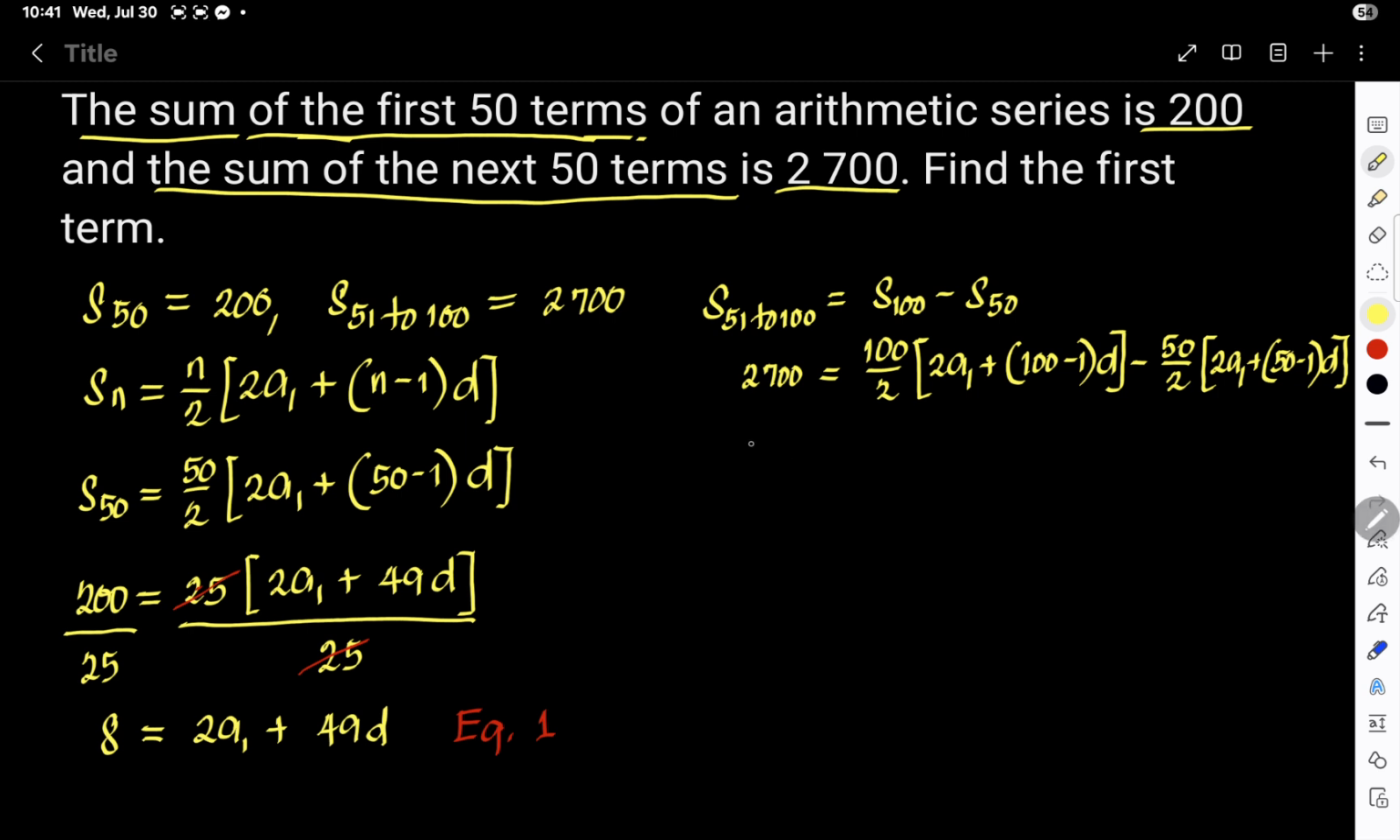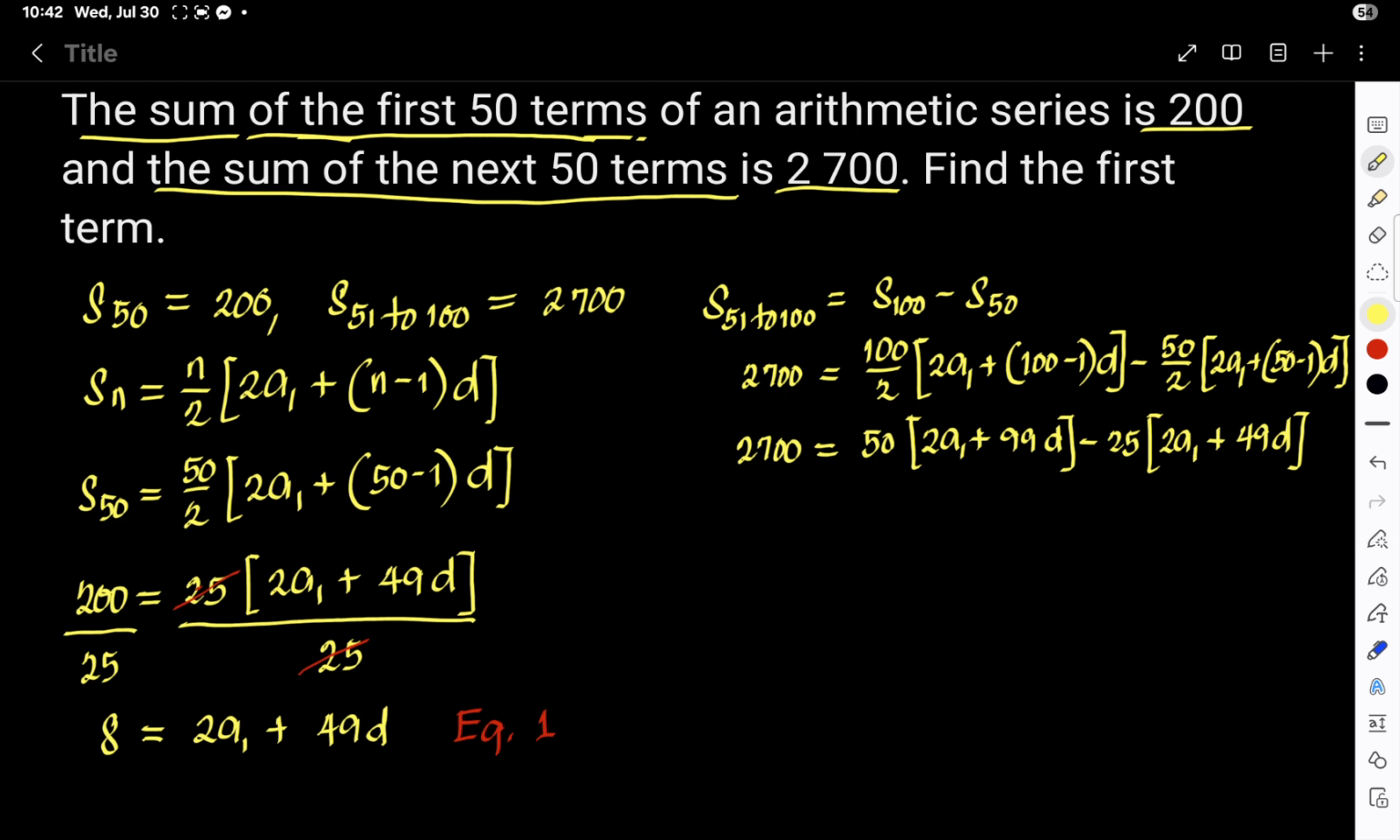So we have 2700 equals 100 over 2, which is simply equal to 50, times the quantity 2a sub 1 plus 100 minus 1, which is equal to 99d, and then minus, and 50 over 2 is simply equal to 25, times the quantity 2a sub 1 plus 50 minus 1, which is equal to 49d.